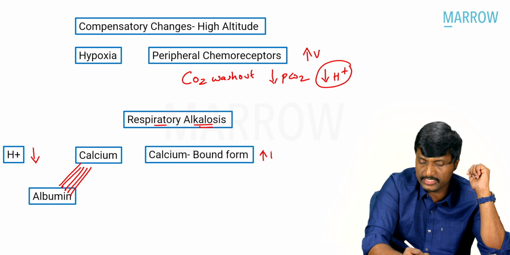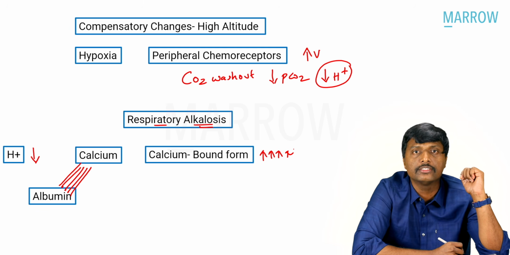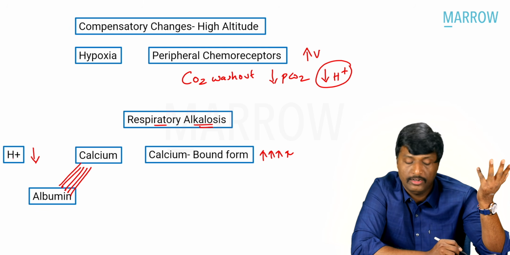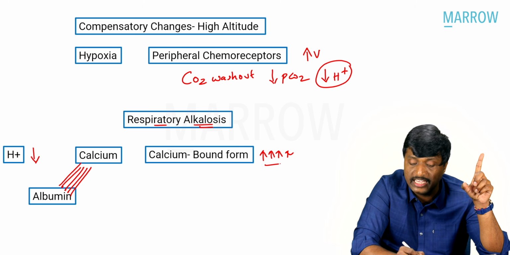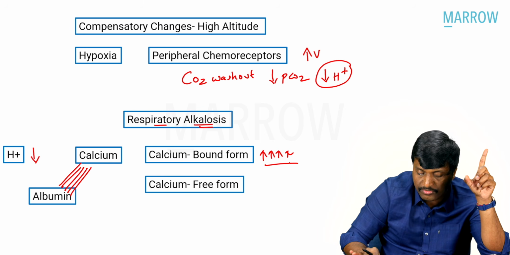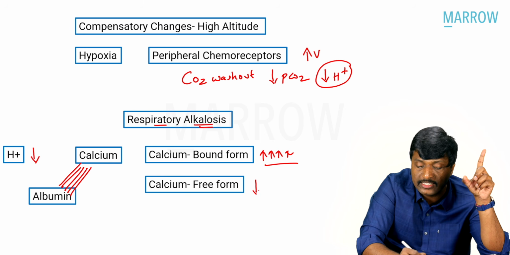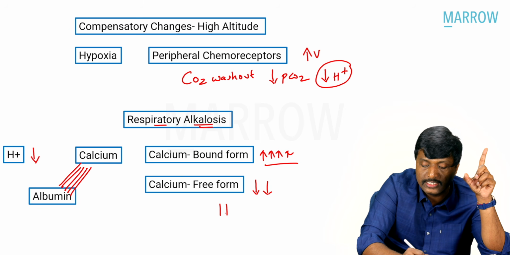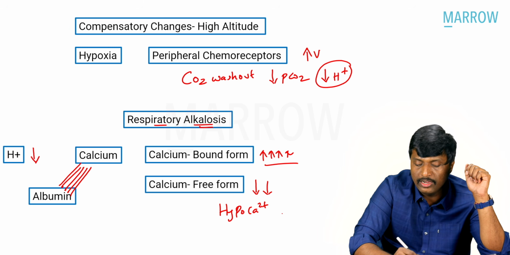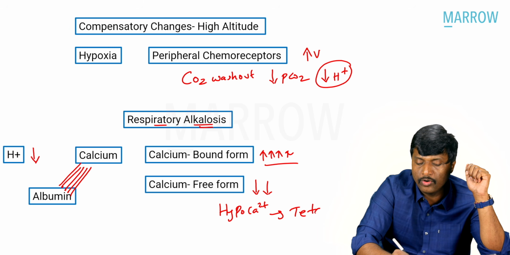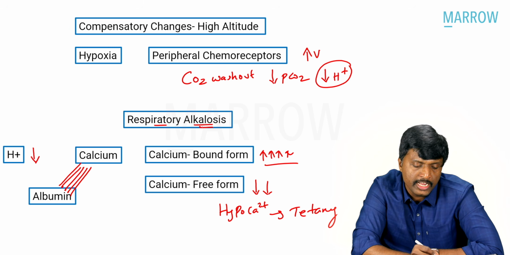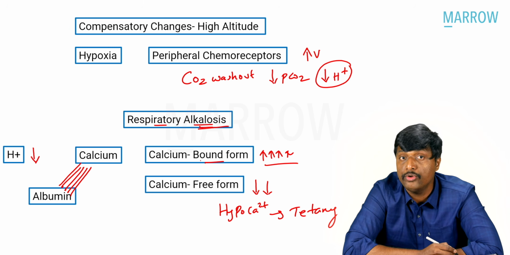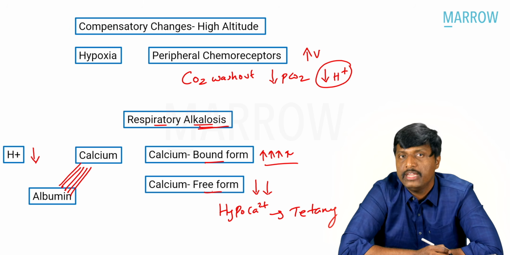The calcium bound form is increasing, correct? Because H+ ions are not there, a lot of calcium is getting bound to albumin. So the calcium bound form is increasing. Correspondingly, the free form of calcium decreases. This is the consequence: hypocalcemia, and they are more prone to tetany. Very important. Respiratory alkalosis: calcium bound form increases, calcium free form decreases.